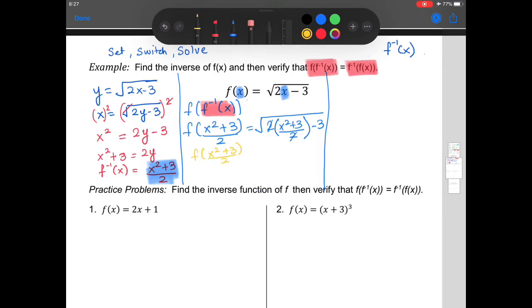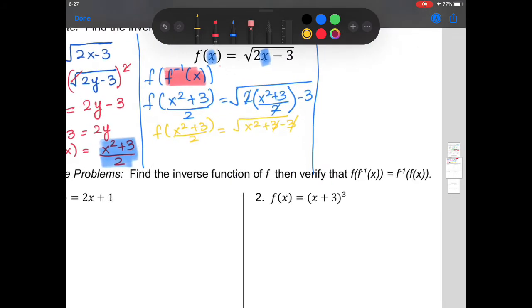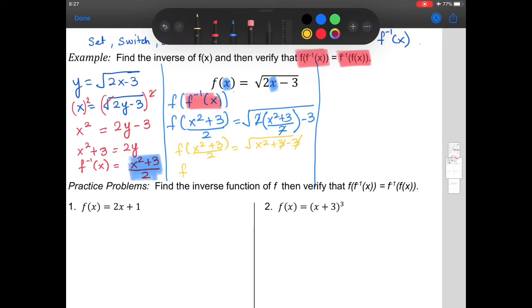F of x squared plus 3 over 2 is equal to, this is what? Square root of x squared plus 3 minus 3. Don't the 3's cancel out, and you're left with square root of x squared, which is what? Just x. So can I rewrite this as f of f inverse of x is just x, right? So now for the second part also, if I get the same value x, then I know these two are inverses, right? So that's what we're trying to do.